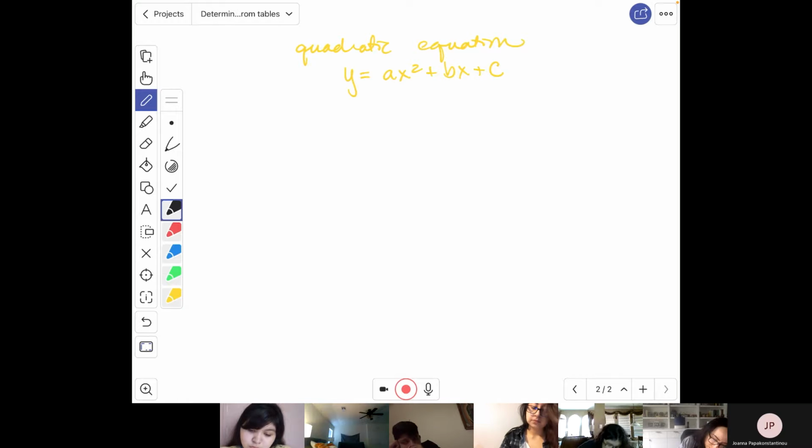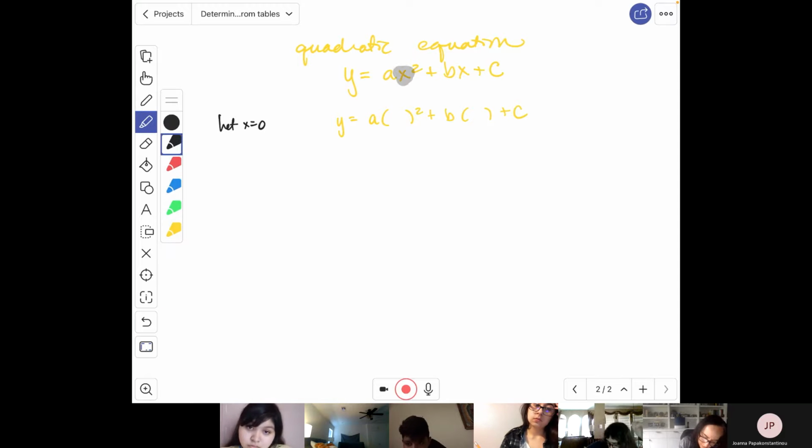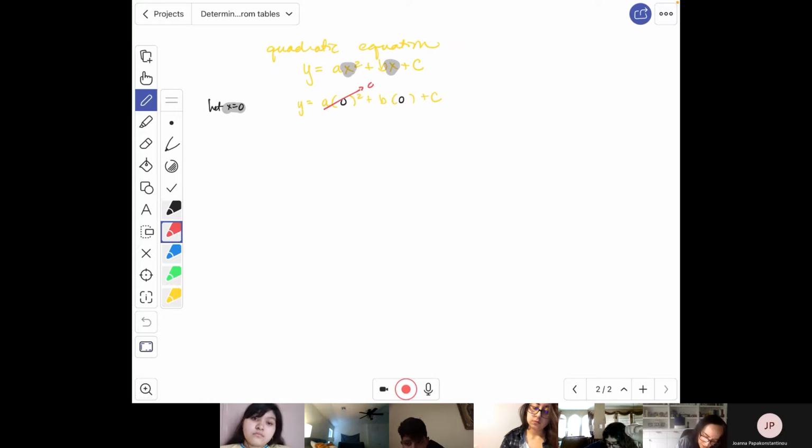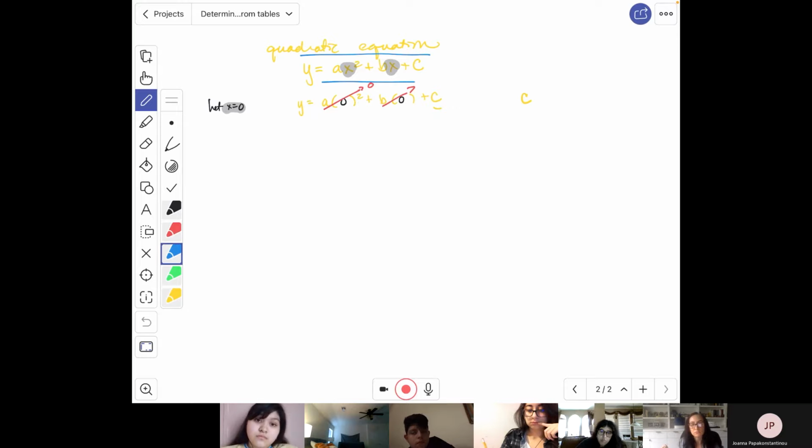Then we are going to create a little table. So I'm going to first let x equal 0. If I let x equal 0, and I'll do the first step for you, I'm going to substitute in 0 for this x. So everywhere I see an x, I'm going to substitute in 0. Now, if I do that, look what happens. This goes to 0, this goes to 0, and what am I just left with? I'm left with c, right? Does everybody see that? I started with the quadratic equation, and I let x equal 0. When x equals 0, y equals c.